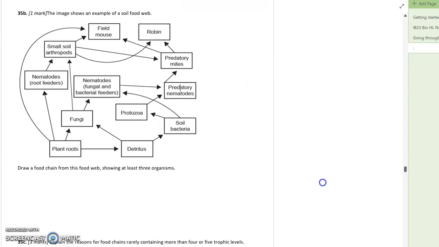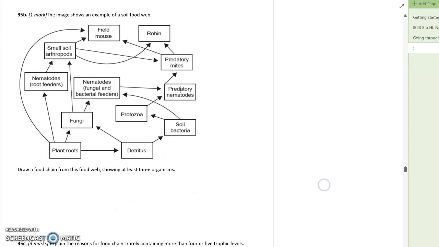All right, so then draw a food chain from this food web showing at least 3 organisms. You had to start with plant roots, because food chains have to start with a producer, and then you just needed 3 or more. There's any number of things that you could have done here. So you could have had plant roots going to nematodes, so we could go up this one here, and then to small soil arthropods, and then to field mouse, and that's at least 3 organisms, so that would have done.